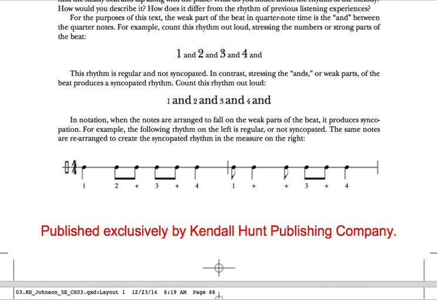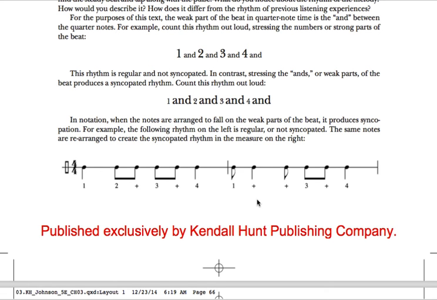Here's an example of the ways that we can take a regular or non-syncopated rhythm and make it into a syncopated rhythm by changing the order of the notes. At the beginning, we have 1, 2, and 3, and 4. Here we have a long note, or a quarter note, in the middle, and we insert it between those, and we have 1 and 3, and 4.